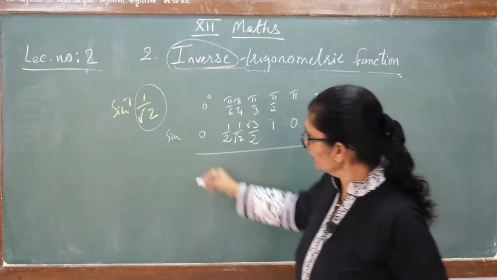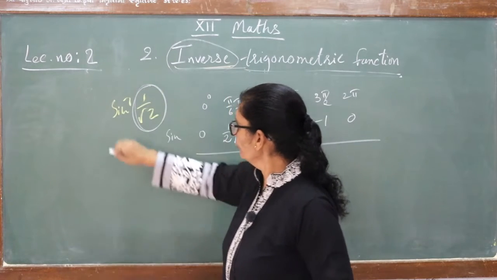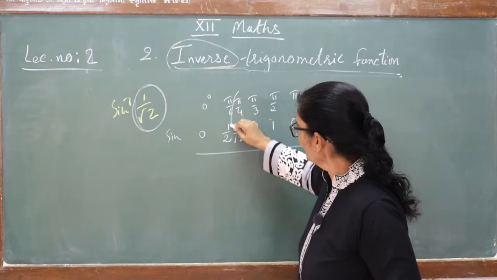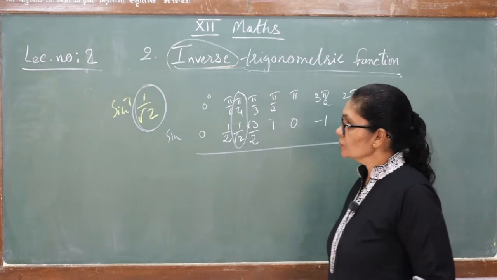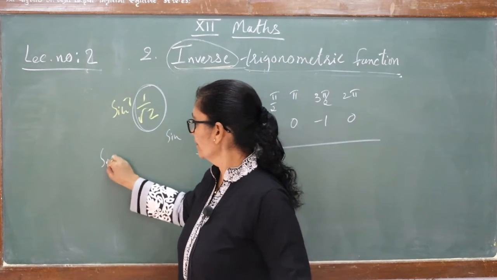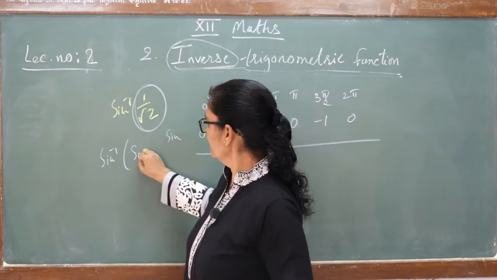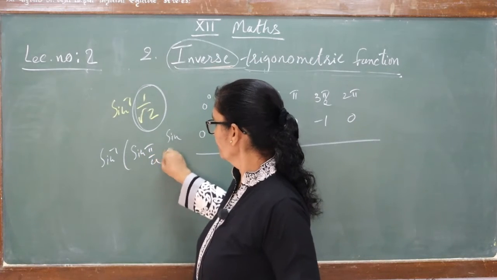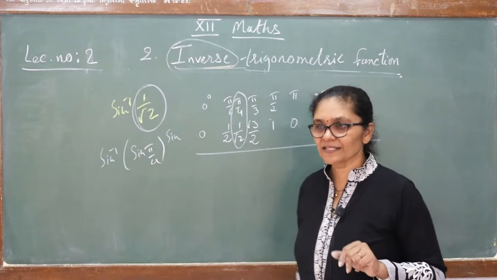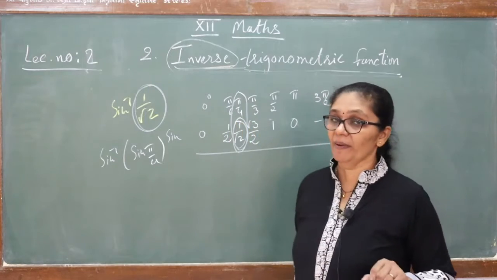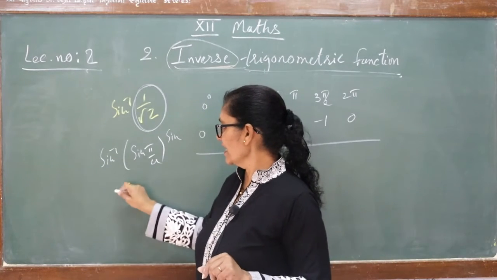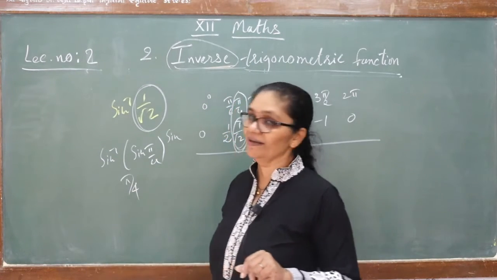Now remember, what is given here? 1 upon root 2. And for which trigonometric value is sine 1 by root 2? For pi by 4. So how can we write this function? Sine inverse, we can write sine pi by 4. Okay, up till this it's easy, because we know 1 by root 2 is the value at pi by 4. And we can easily say sine inverse cancels and you can write directly pi by 4.